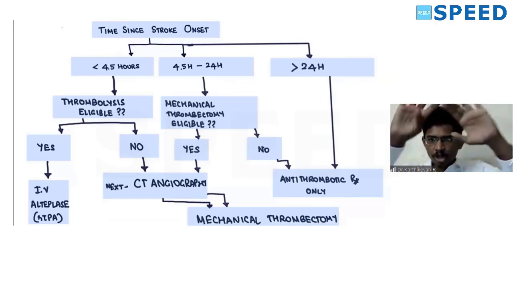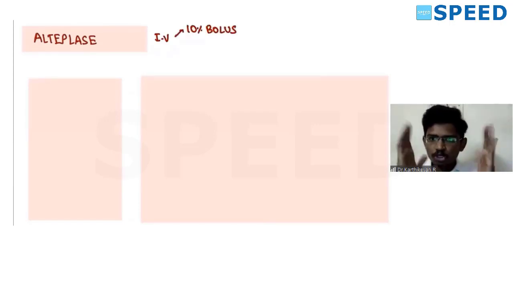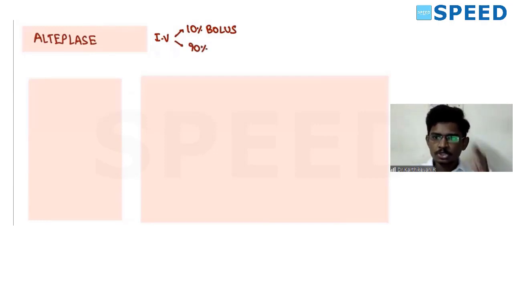This is a complicated protocol. I have simplified it for you. This is how you should approach a patient with ischemic stroke. But you might be confused about what the indications and contraindications may be and how to give these thrombolysis agents. Next, we will learn how to give these things.